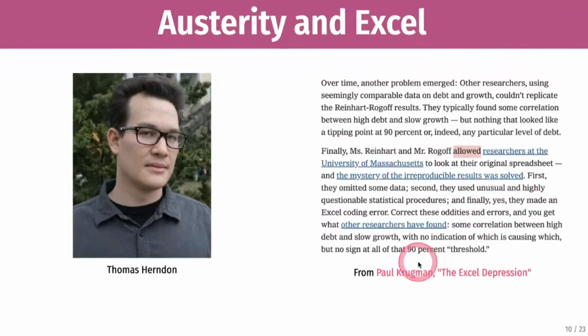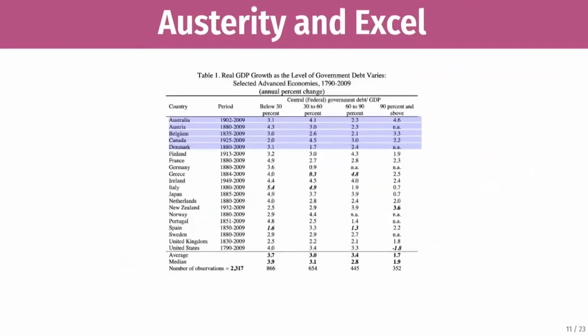The great thing from this write-up about it is that Reinhart and Rogoff finally allowed researchers at UMass to look at the spreadsheet. And this is what they found. So this is their main table in the Reinhart-Rogoff paper. What it shows is a whole bunch of countries over different time periods with their debt to GDP ratios and the economic growth that happened as a result. So they had this big table there.